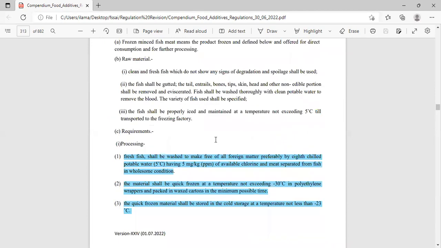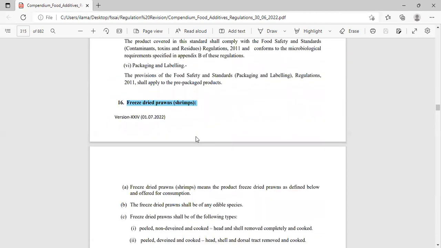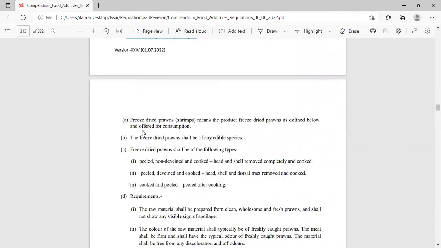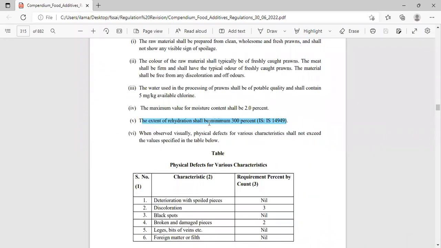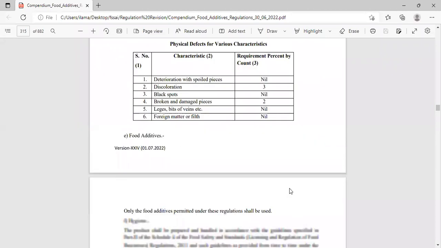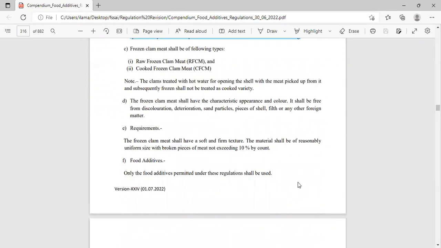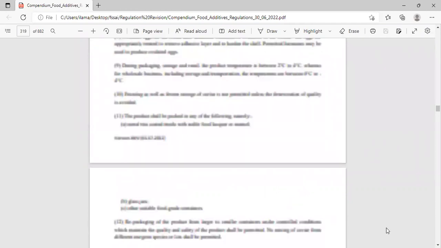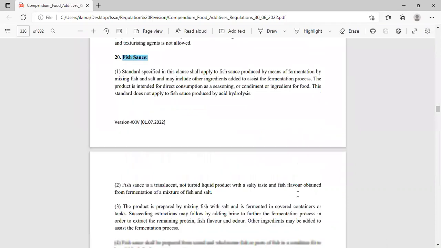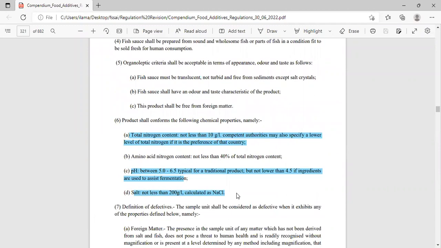And next one, just go through what is frozen fish meat. Here for the frozen dried prawns, the rehydration value should be minimum 300%. And for fishes, just go through what is the total nitrogen level value and then the pH and then the salt.